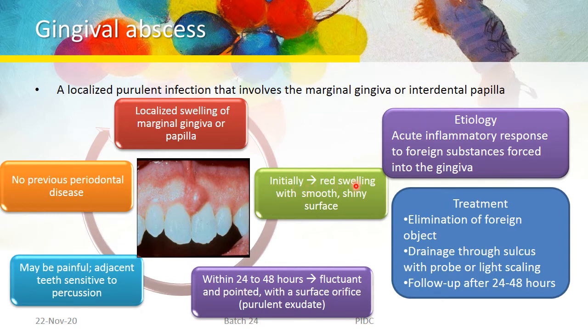Initially, it is a red swelling with a smooth shiny surface, but within 24 to 48 hours it becomes fluctuant and pointed with a surface orifice, from which purulent exudate is discharged. This may be painful. Adjacent teeth may be sensitive to percussion. There could be no previous history of periodontal disease in such teeth. The main treatment is just elimination of the foreign object. Drainage through the sulcus with a probe or light scaling would be sufficient. Follow up after 24 to 48 hours is needed.